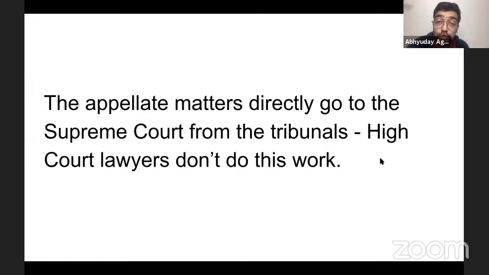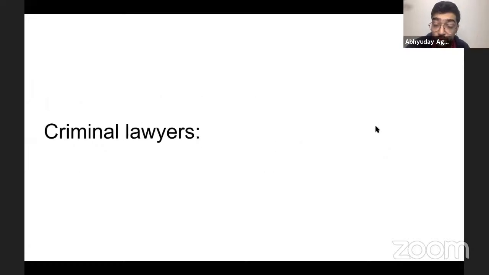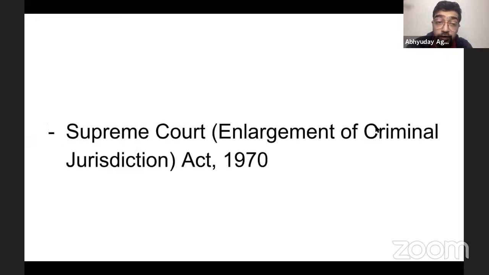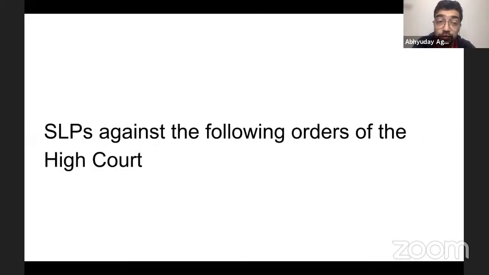Appellate matters go to the Supreme Court from the tribunals in the statutory appeals. High Court lawyers don't do that work. For criminal lawyers, statutory appeals are there under the Supreme Court (Enlargement of Criminal Appellate Jurisdiction) Act. In certain matters only, from the High Court it goes to the Supreme Court in an appeal, very unique to criminal lawyers. If you want to build a criminal law practice, you must know Supreme Court work for this.